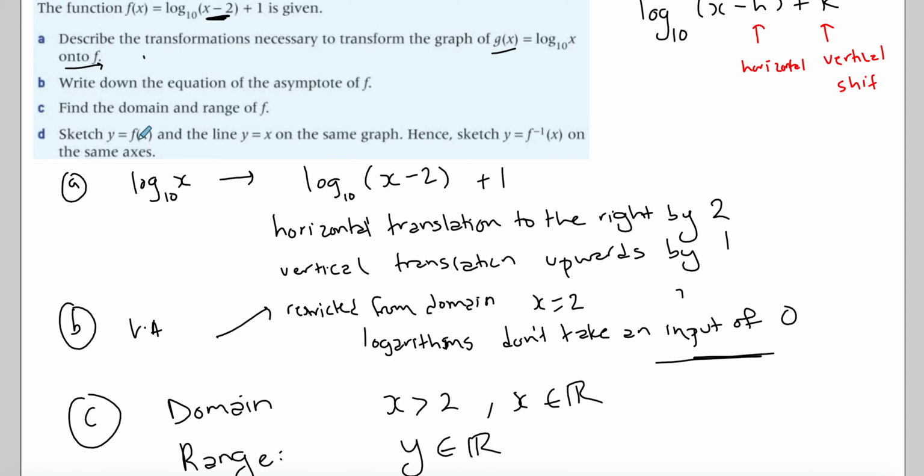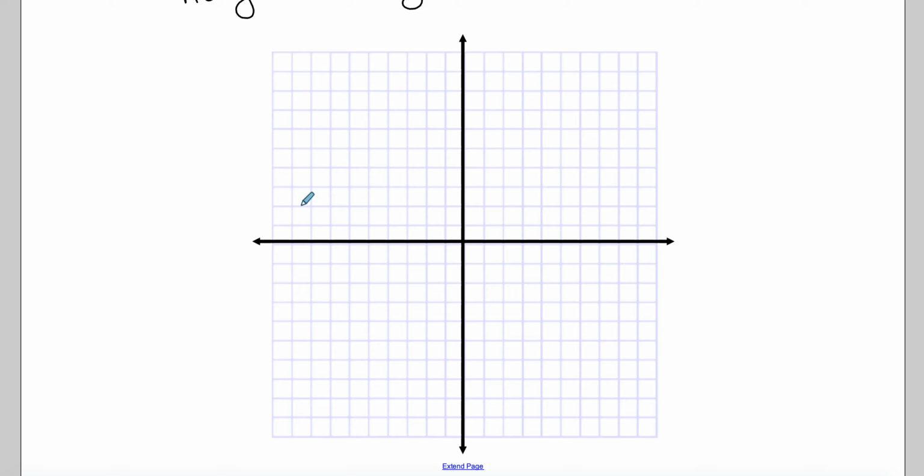So this was an important take on part B. Now I need to sketch f of x and the line y equals x, and hence I need to sketch f inverse of x. The fact that they said hence means that you don't need to find the exponential function. You don't need to find the inverse. You just need to use the y equals x line. And this is a sketch.